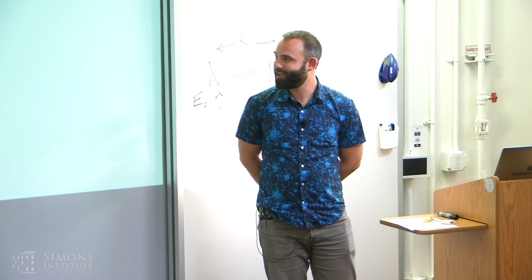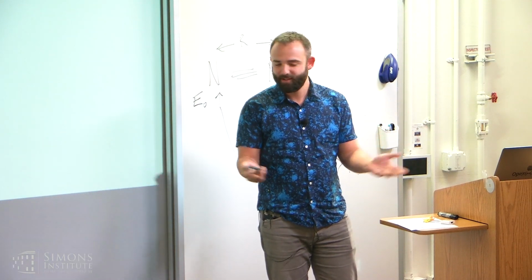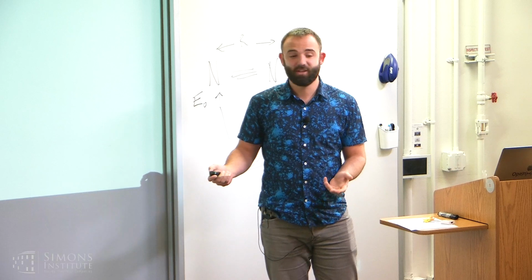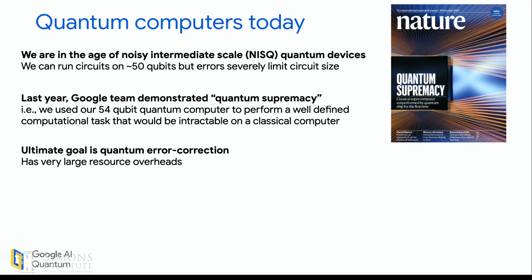I think most of you are probably on the same page with this, but we're in the NISQ era. This means we have noise in our circuits. Maybe we can do circuits on about 50 qubits or something, but we're severely limited in the size of circuits we can perform. Last year, our team at Google demonstrated this quantum supremacy milestone, which means that there's at least some contrived computational task that we can solve on our device, which would be infeasible to perform on a classical supercomputer. But this doesn't mean that we're about to start solving useful applications on our device necessarily.